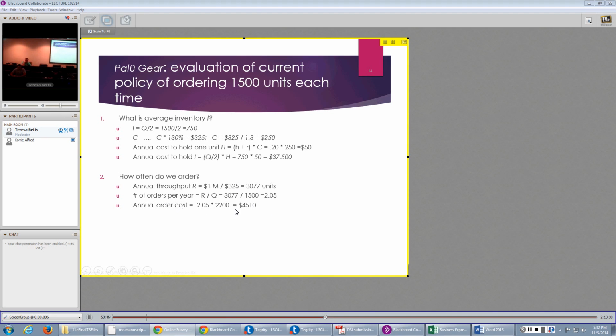We know from the problem every time I order it costs me $2,200. So 2.05 times 2,200 is 4,510. So our total cost is our holding cost plus our ordering cost. So 42,010. And again, that's just right back to what we did in 343, just substituting some different variable letters in there. But it's the very same concept that we looked at.